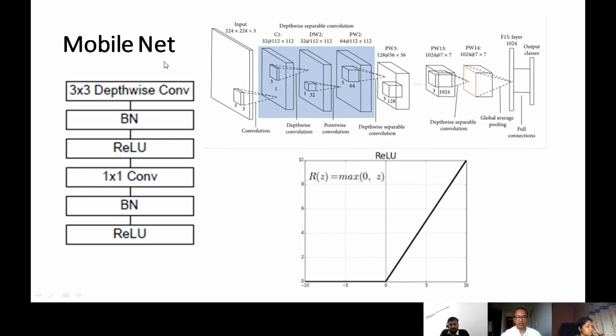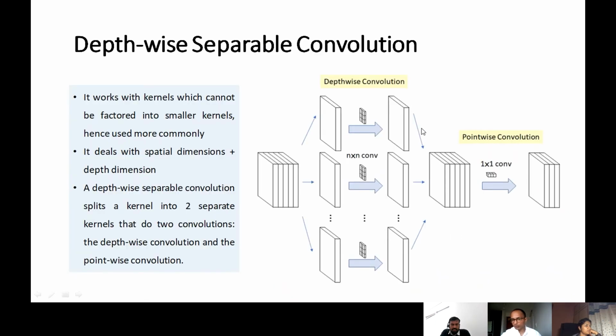What MobileNet actually does is it takes a 3 cross 3 depthwise convolution. So this depthwise separable convolution is, first, a depthwise convolution. This depthwise convolution is then taken to batch normalization. This batch normalization is then taken to a ReLU function, that is your activation function. After this depthwise convolution and batch normalization, you get a frame where the dimensions of the input image and the intermediate image are almost the same.